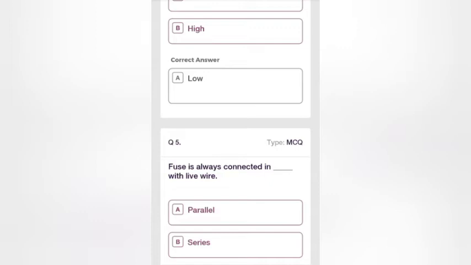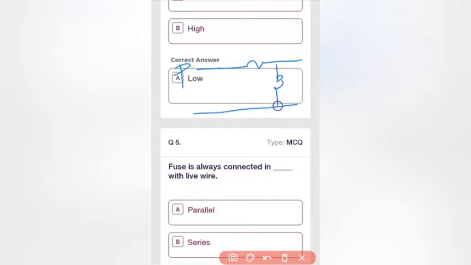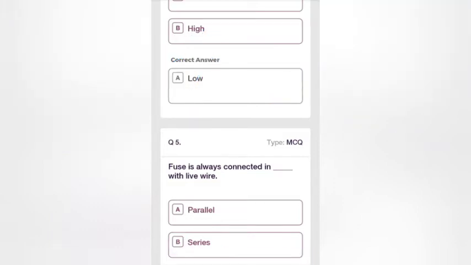Fuse is always connected in dash with the live wire. See, we'll be having this is the phase and this is neutral, and whatever the devices we connect, we connect across parallelly like this, electric bulb or water heater, whatever the equipment, and this is the fuse. Fuse should always be connected in series with this phase. Phase is also called live wire. Okay, so option B is the correct answer. It should be connected in series.